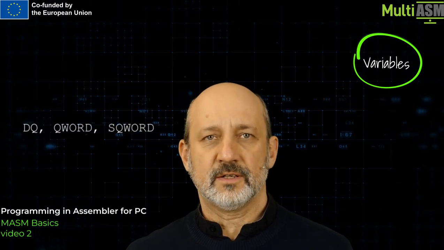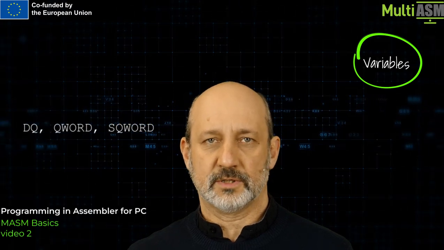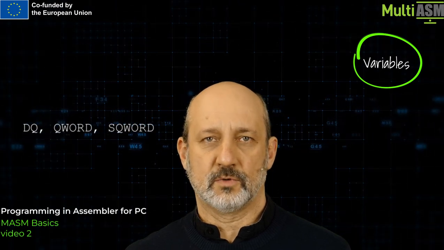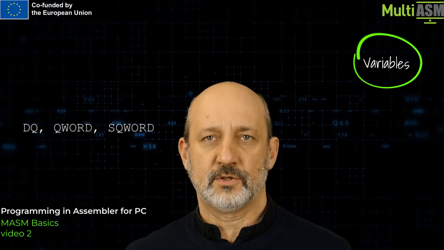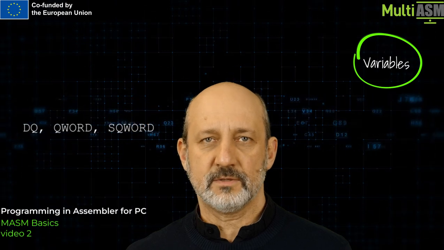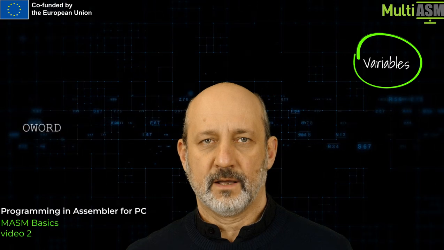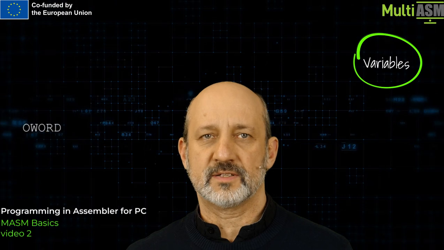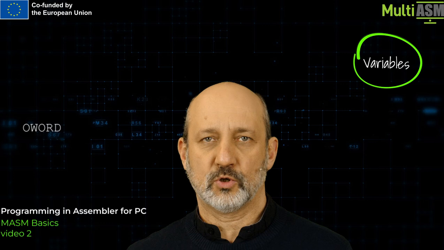Similarly, to define the variable of the size of 8 bytes, called a quad word, we can use the dq, qword or sqword directives. The dq and qword define an unsigned 64-bit variable. Sqword defines the signed quad word variable. There also exists the directive oword to define a 16-byte variable called an octal word or double quad word.